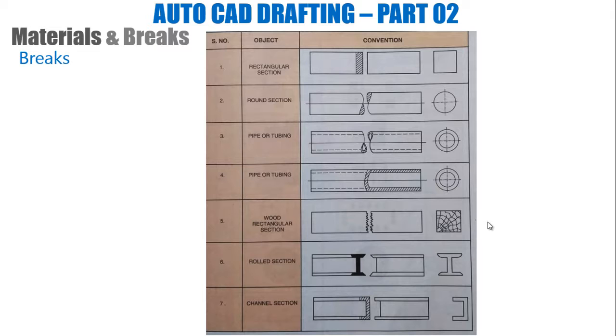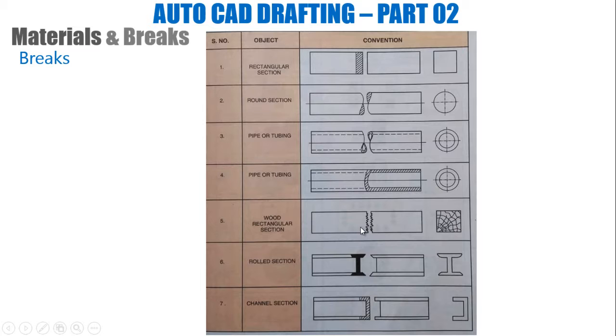Breaks, in the sense of long members of uniform cross section such as rods, shafts, pipes and so on. Here in the drawing, in the middle, conventional breaks should be shown, because in a drawing sheet we cannot draw the complete long length of a pipe, so it has to be broken in the middle according to the sheet or the view size. So here we can see the rectangular section, so that's a solid section, and this is a round section. And if it is tubular or a pipe, there are two ways of representing the break.